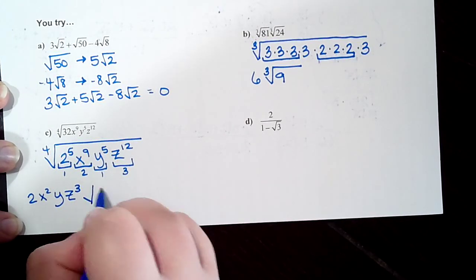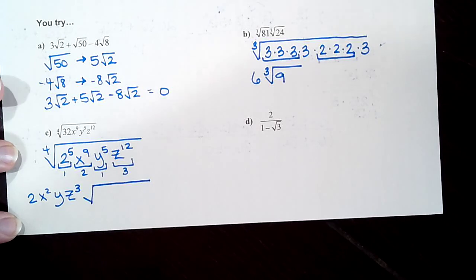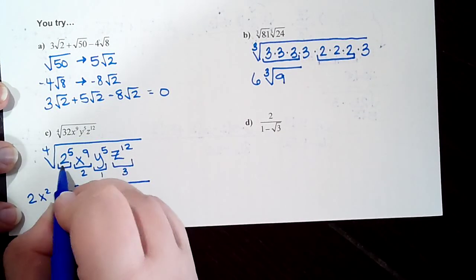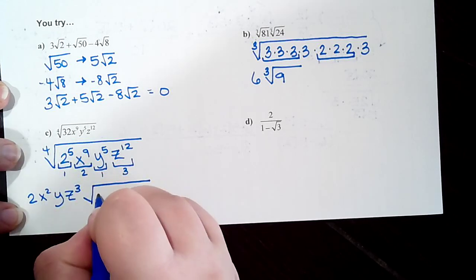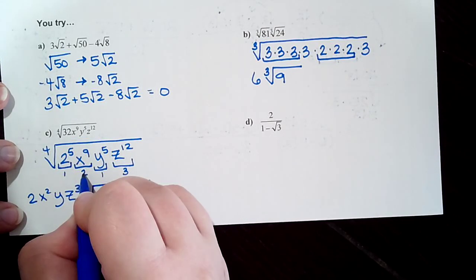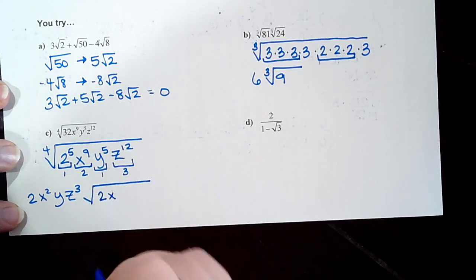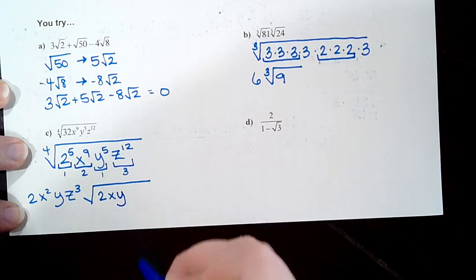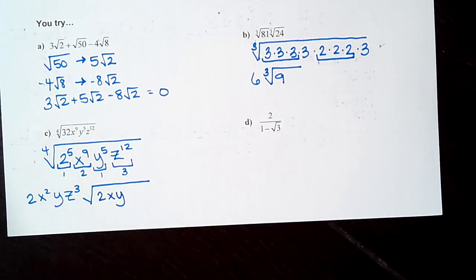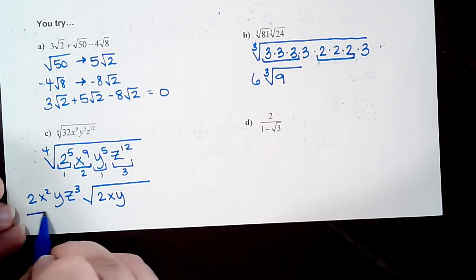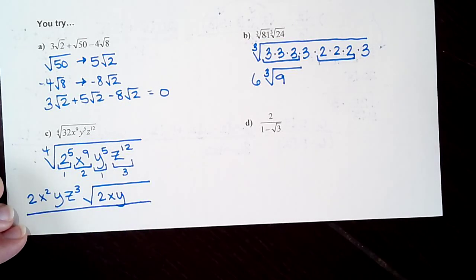Once I've taken into account each of those sets that I can bring out to the front, I'm going to see what's left over. I only brought out 1 set of 4, so that's 2 to the 1. When I brought out 4 times 2 is 8, there's an x left over. Y to the 5th, when I bring 4 out, there's only 1 y left over. And z to the 12th, there were none left over. So this is my final answer.